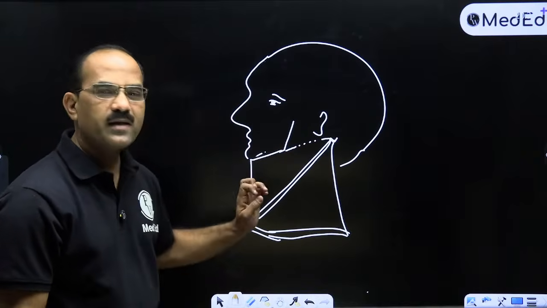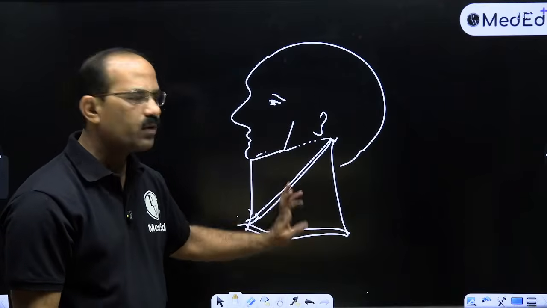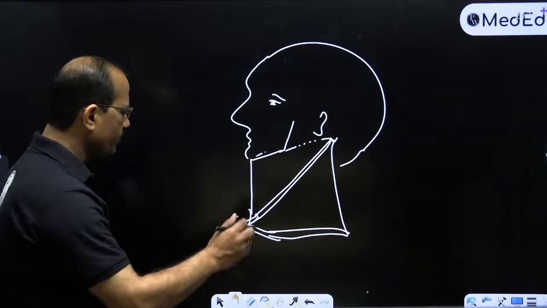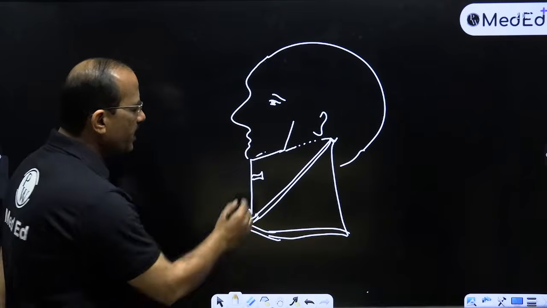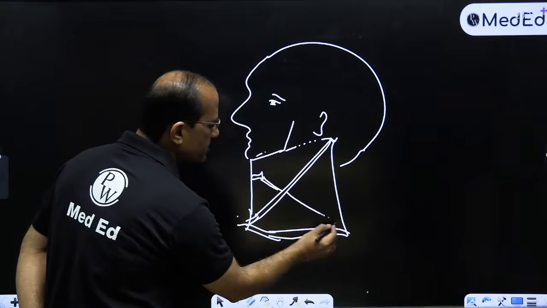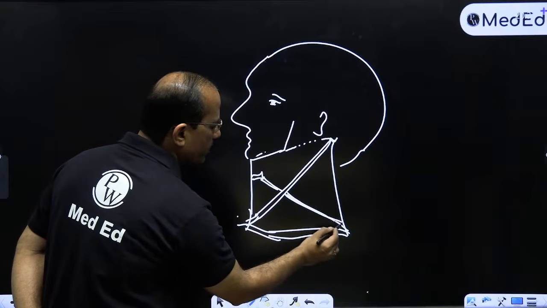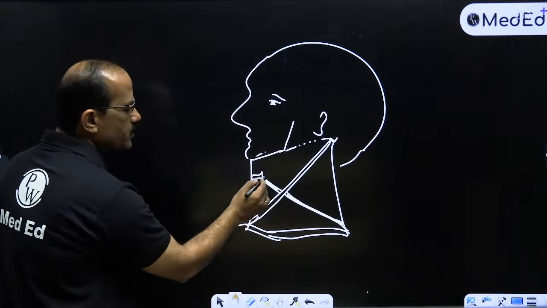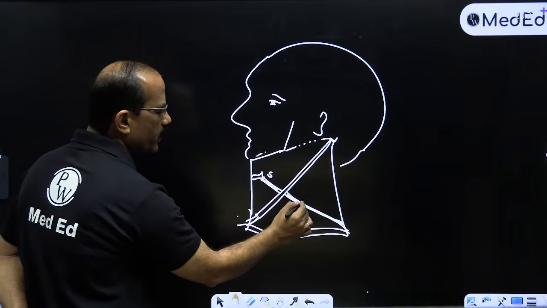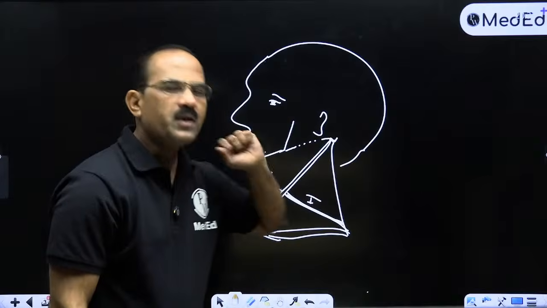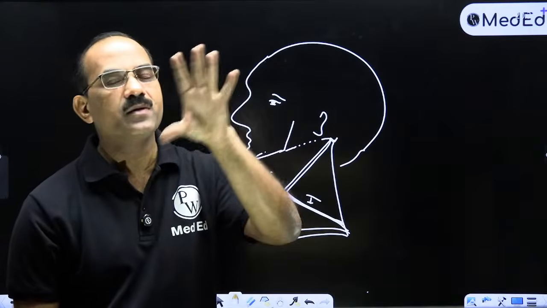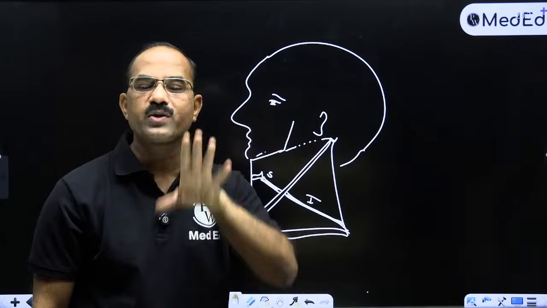What is this triangle? Anterior triangle. And this will be the posterior triangle. Fine. Now what is this bone? Hyoid. And there's a muscle here. What is this muscle? That's the omohyoid. This is the superior belly of omohyoid, and that's the inferior belly of omohyoid. The inferior belly of omohyoid divides the posterior triangle into further two triangles.